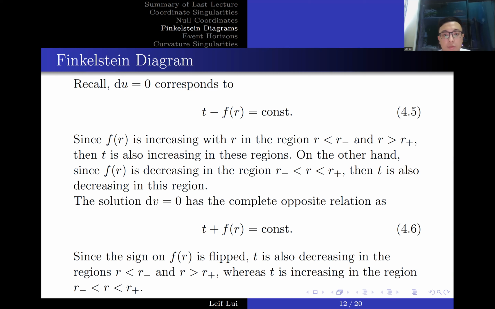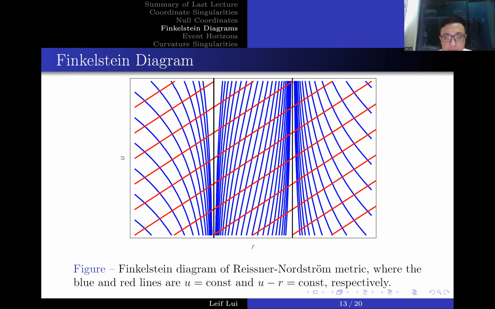So this means that in the regions r less than r minus and r greater than r plus, t is decreasing, whereas in the region r between r minus and r plus, t is increasing. And what does this mean? This means that this coordinate corresponds to outgoing null geodesics, and this one corresponds to ingoing null geodesics. So what does that mean? So this Finkelstein diagram corresponds to u equals constant.